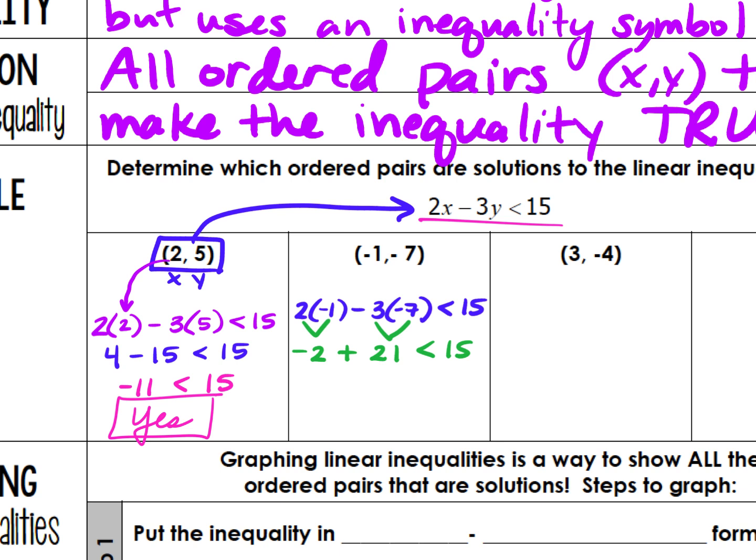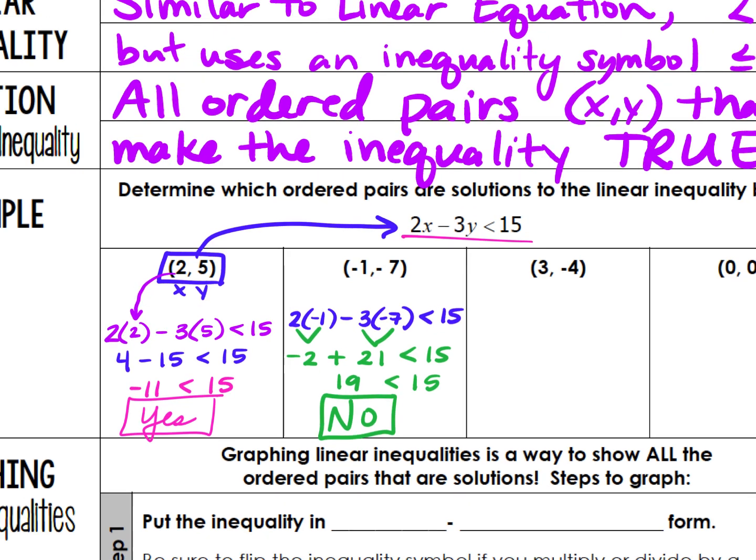What's -2 plus 21? 19. Okay. Is 19 less than 15? No. So if it's not true, then it's not a solution. So we would say no, (-1, -7) is not a solution.